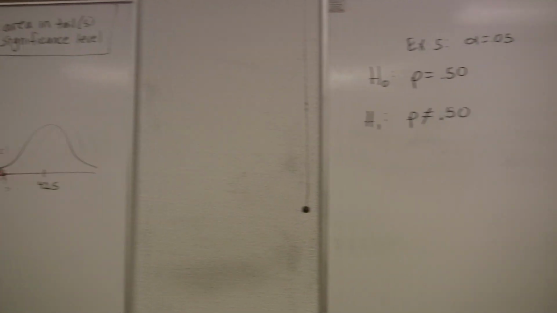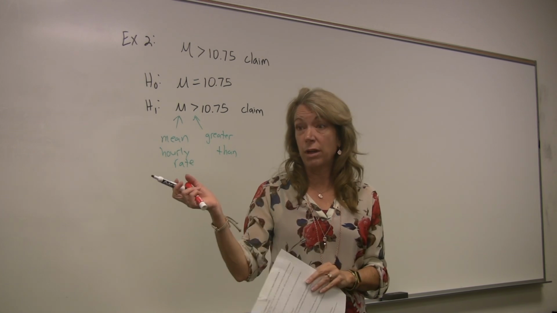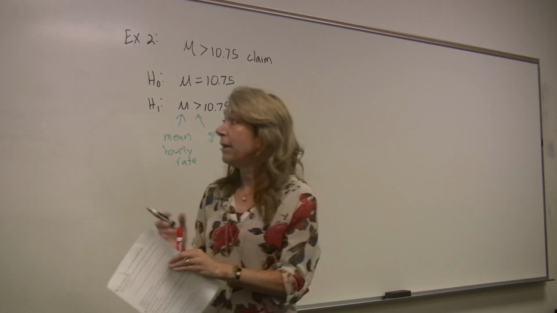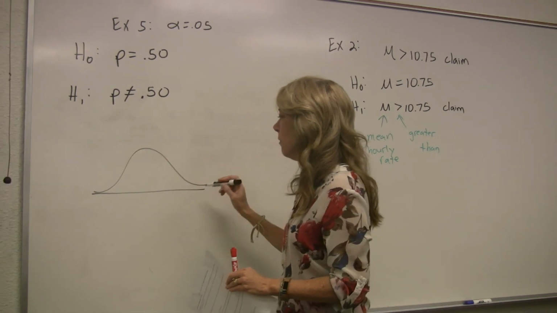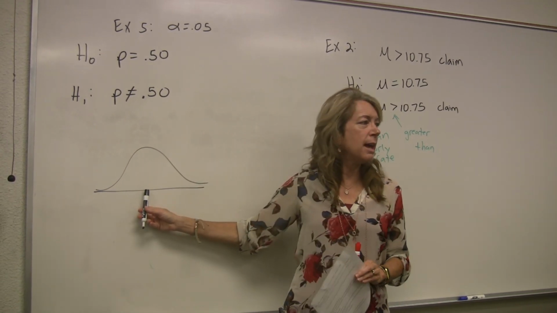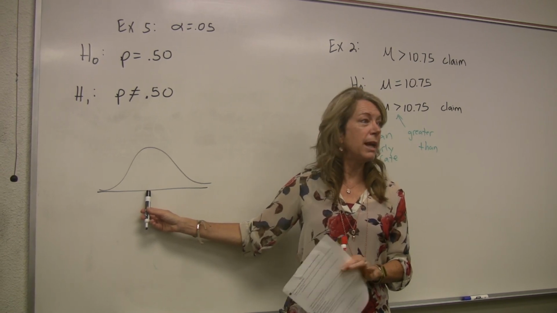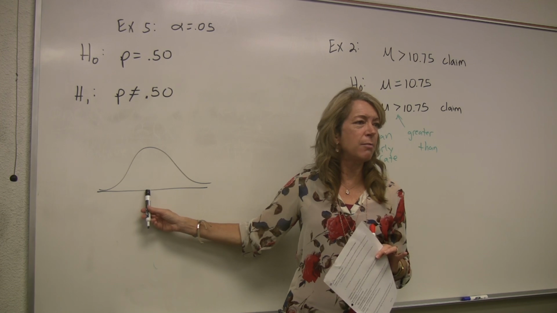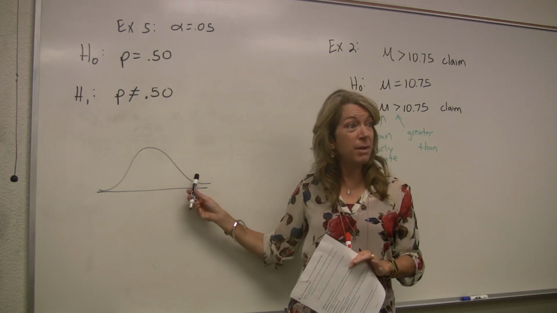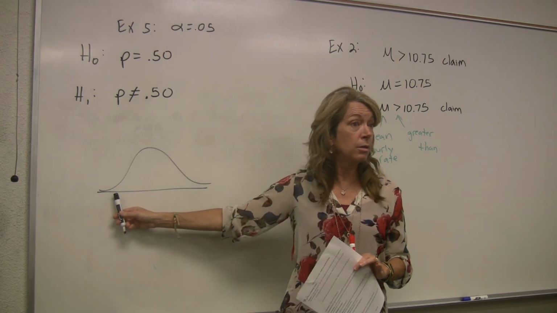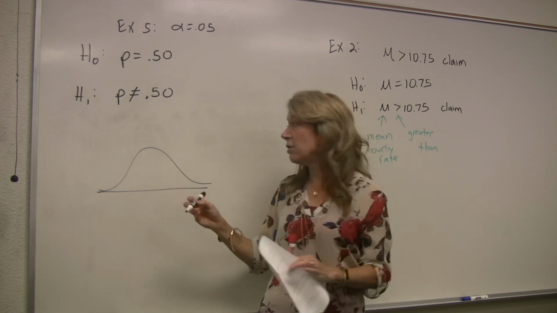So in this case, because alpha is 0.05, the area in our tail or tails is 0.05 instead of 0.01. Now, this one is a not equal to claim. If I claim it's 50%, how are you going to prove me wrong? By it not being 50%. Where am I on this number line if it's not 50? Either direction, maybe I'm higher or lower. We agree I could be higher or lower to prove me wrong? So this is what we call a two-tailed test.